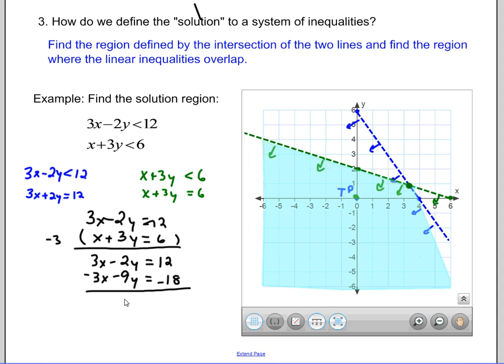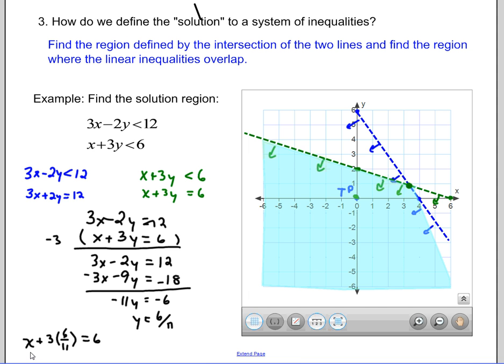And let's see what that comes out to be. Negative 11y is going to equal negative 6. So y is the coordinate 6 over 11. Of course, we would substitute into one of these two equations to solve for x. I'll go for the second one because it seems to be easiest. x plus 3 times 6 over 11 should give us 6 as that coordinate.